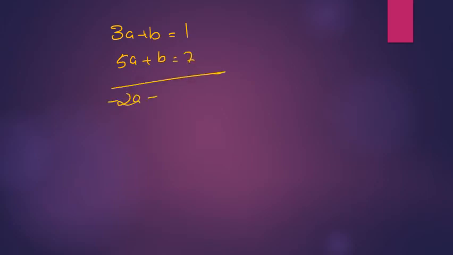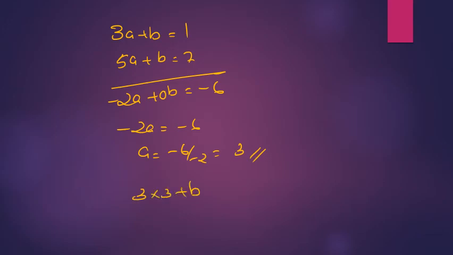3a plus b is equal to 1. 5a plus b is equal to 7. Subtracting, we get minus 2a plus 0b is equal to minus 6. Minus 2a is equal to minus 6. A is equal to minus 6 by minus 2. Answer is 3. So 3 into 3 plus b is equal to 1. B is equal to 1 minus 9. 1 minus 9 is what? Minus 8.